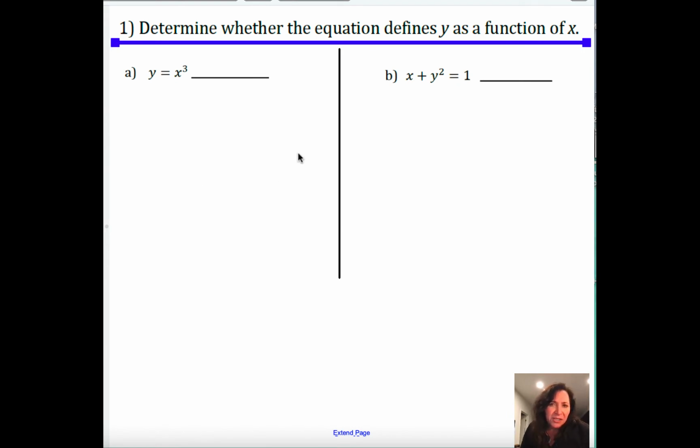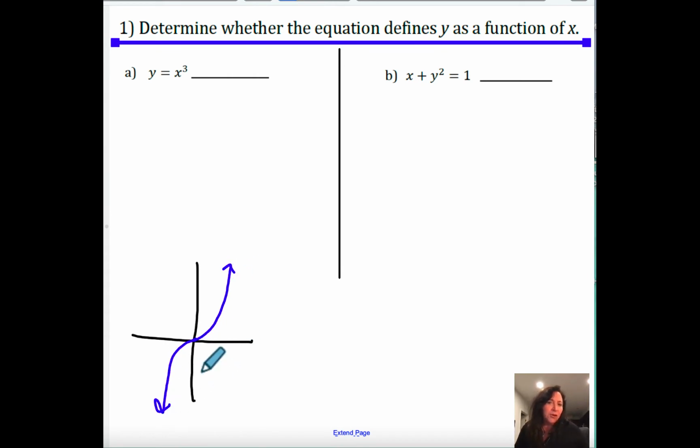The first question says determine whether the equation defines y as a function of x. They're asking you, is this a function? So the first question, here it goes: y equals x cubed. What this looks like is a graph with your right arm up. It goes from this point at 0, this goes up, this goes down. And what you're looking at is one value for every x value, you have one y value.